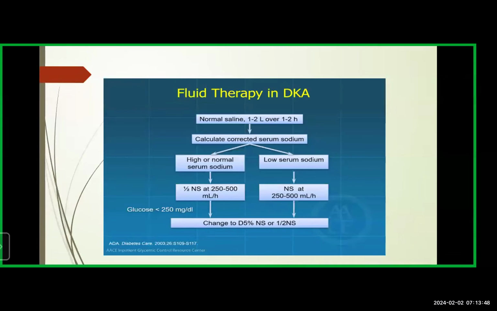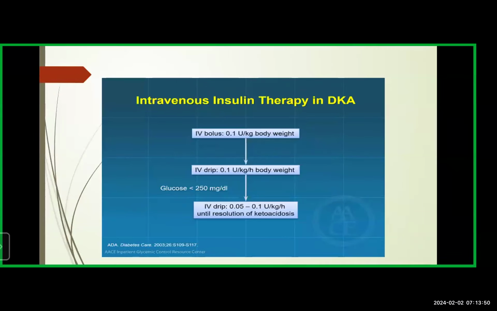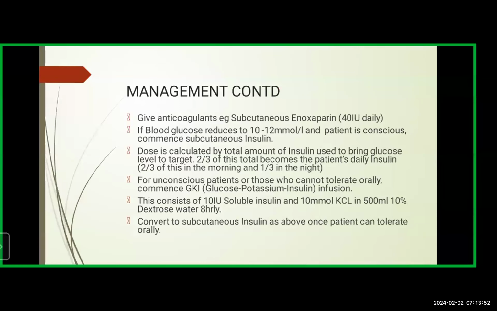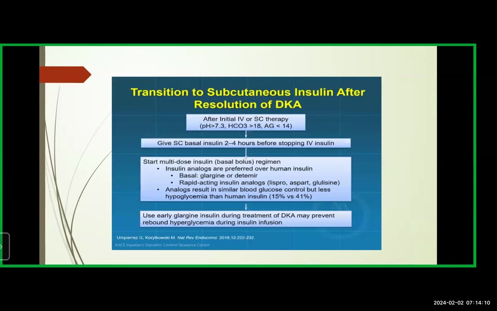This is the fluid therapy in DKA that I've already talked about, and the insulin therapy I've already discussed. It's important for us to anticoagulate these patients as a way of DVT prophylaxis. An example of agents we give them include subcutaneous enoxaparin. Now, it's important that we transition these patients to subcutaneous insulin after the DKA has resolved.